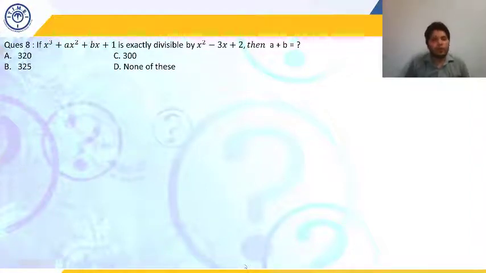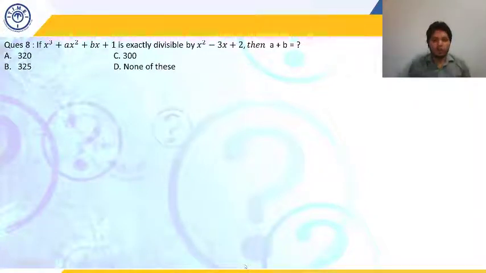Okay, I hope all of you have read the question and most of you have got the idea what has to be done in this question. So the question here is, if x cube plus ax square plus bx plus 1 is exactly divisible by x square minus 3x plus 2, then find out the value of a plus b. So how can we find out the value of a plus b?